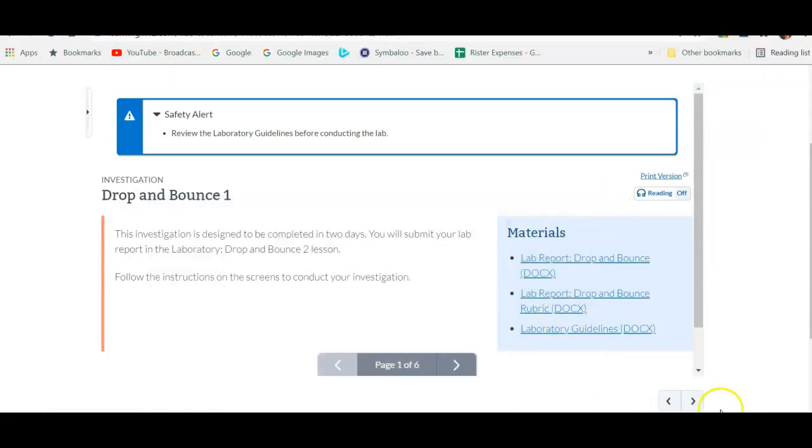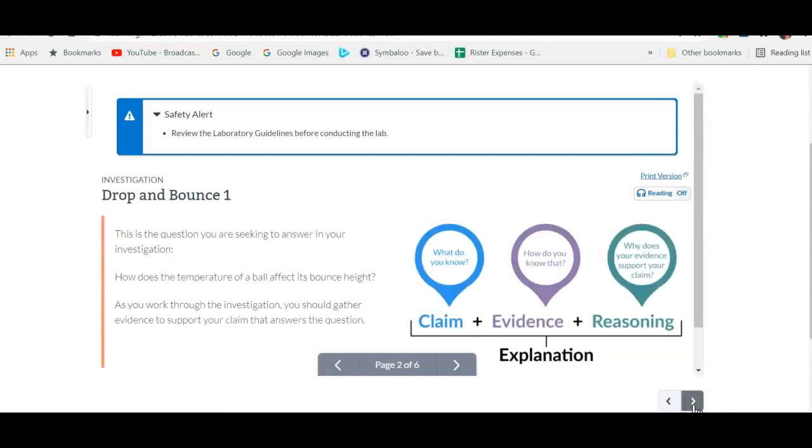All right, so if we get back to the lab, we're now going through the question you're seeking to answer. How does the temperature of a ball affect its bounce height? So again, that's the purpose of our experiment. As you work through the investigation, you should gather evidence to support your claim that answers the question. So when we look at this, what do we know? How do we know it? And why does your evidence support your claim?